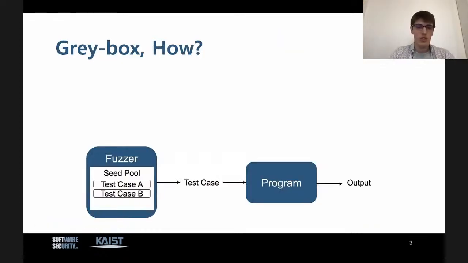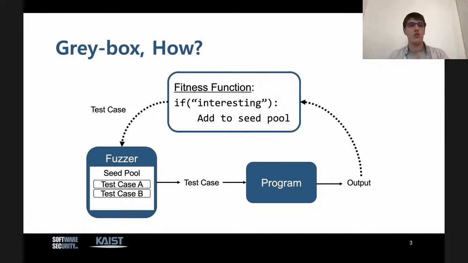To answer this question, let's see how gray box fuzzing works. Gray box fuzzers are seed-based fuzzers, meaning they have some test cases in a seed pool, which they modify to generate new test cases, which are then run by a program which has some outputs. The specificity of gray box fuzzers is that this output is not ignored. This output is used to decide whether or not the test case should be added to the seed pool. The fitness function is the function making the decision of adding the test case to the seed pool or not. And we think the fitness function can be improved.